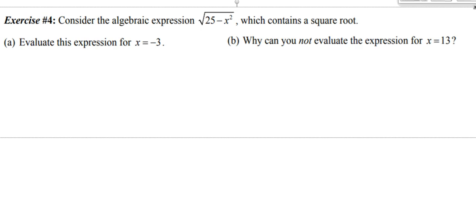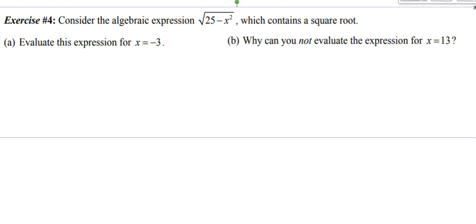Okay, example 4, or exercise number 4. Consider the algebraic expression, the square root of 25 minus x squared, which contains a square root. Part A says evaluate this expression for x equals -3. So take a few minutes to see and try this.